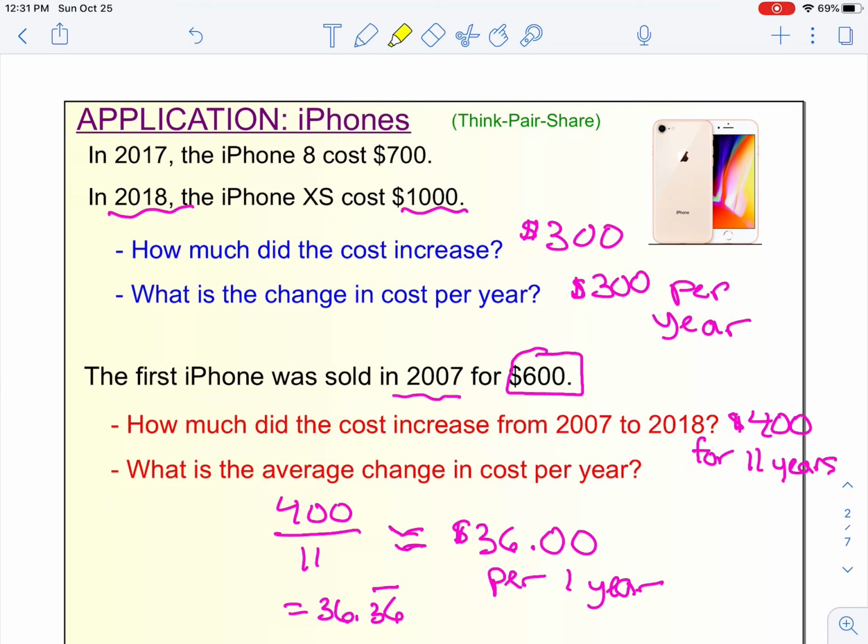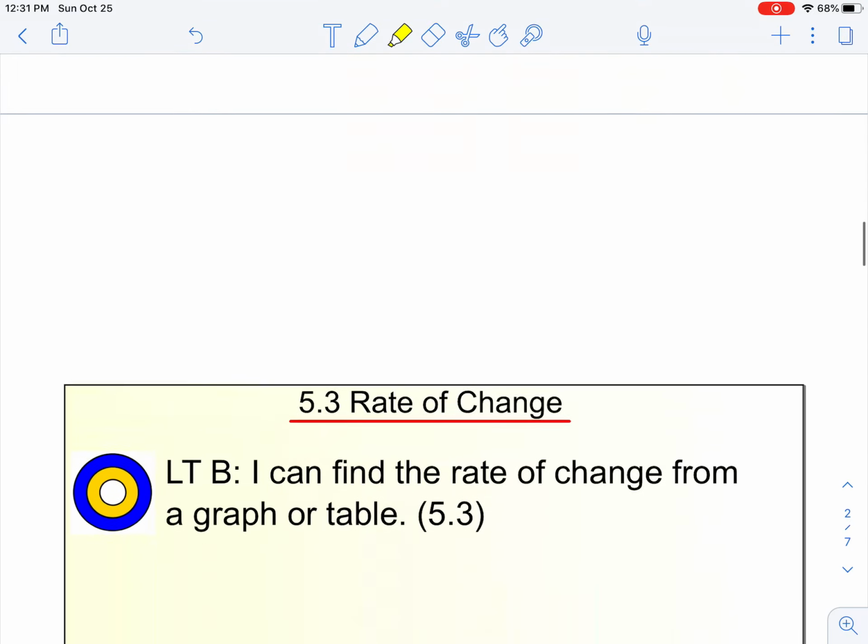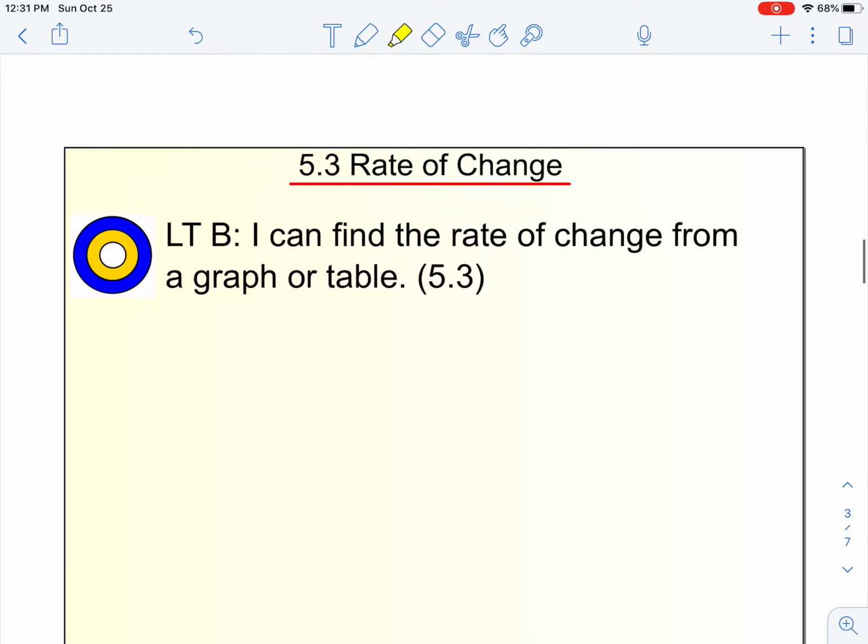And what that is called is the average rate of change. So that's the average change, because it might not have changed $36 exactly per year, but overall the average was that. Maybe 1 year it went up 50 and the next year only went up 20, etc. So that's what we mean by average change or average rate of change. And that's what we're going to work on today, is rate of change.